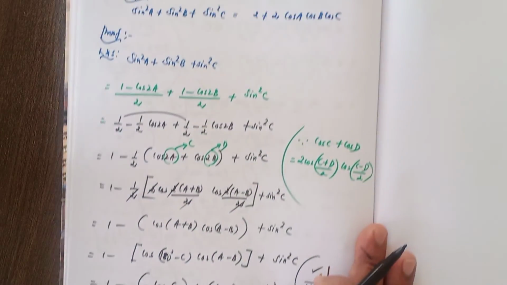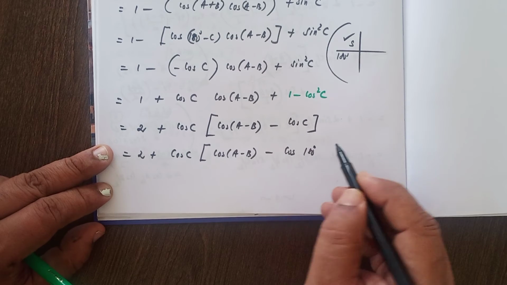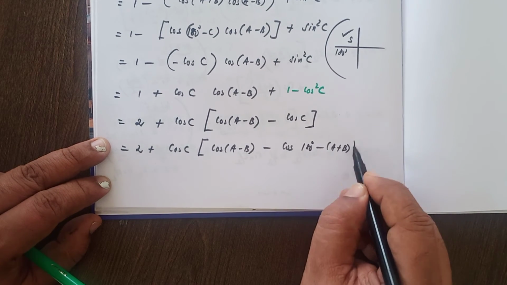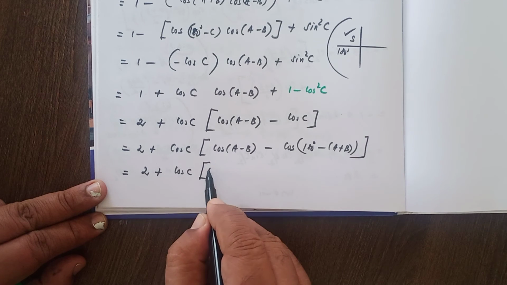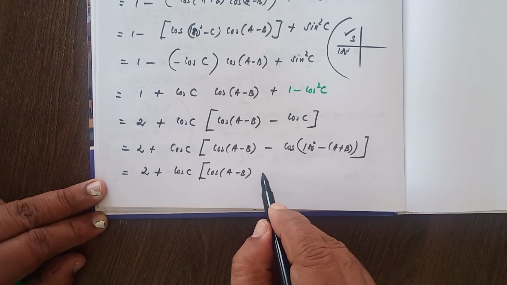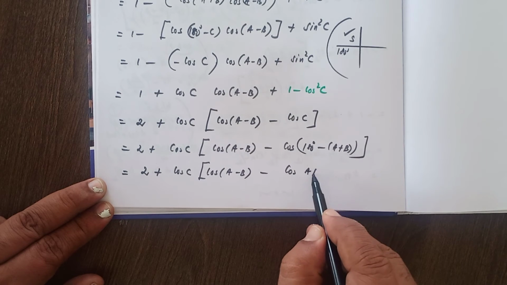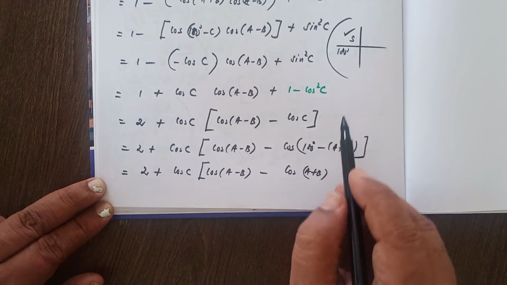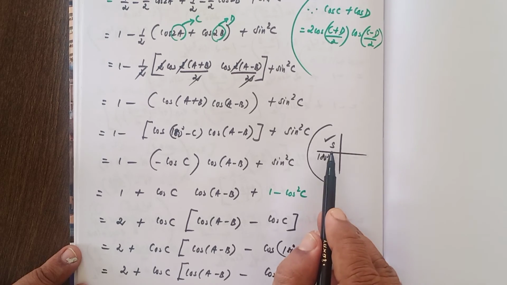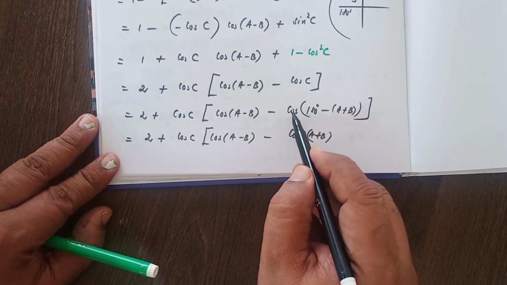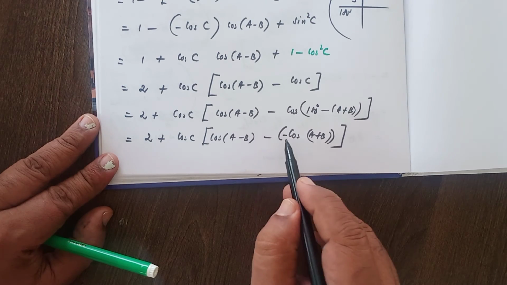Angle C can be replaced by C equals 180 degrees minus (A plus B). That is equal to 2 plus cos C into cos of (A minus B) minus, let it be, for 180, cos becomes cos. What is the angle? A plus B. Then 180 minus, once again 180 minus lies in which quadrant? Second quadrant. In the second quadrant, sine and cosecant only are positive. What is here? Cos. Therefore, it is negative. Already we have one minus here. So, minus into minus is plus.